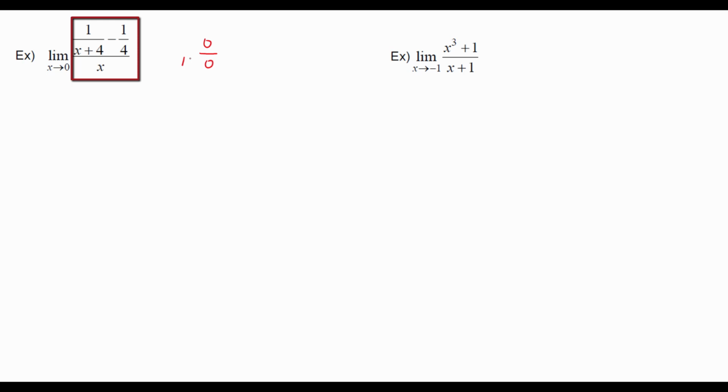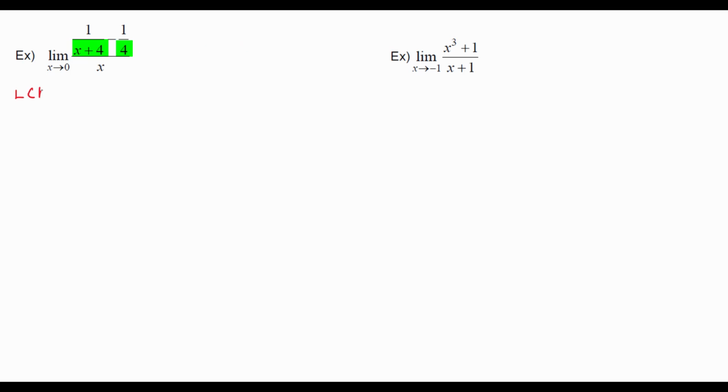What you have here is a complex fraction. If you have a complex fraction, go ahead and simplify it by getting rid of any denominators in the numerator or any denominators in the denominator. Then you can do the direct substitution after you simplify the complex fraction. So to simplify the complex fraction, I want to get rid of the denominators in the numerator, which are x plus 4 and 4.